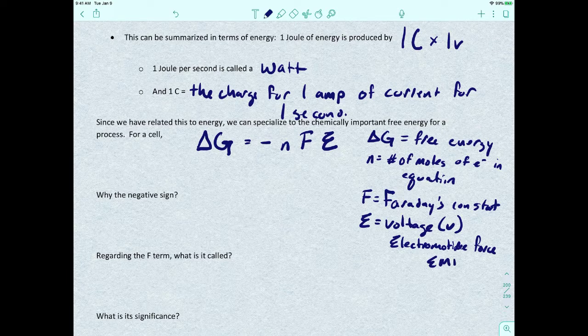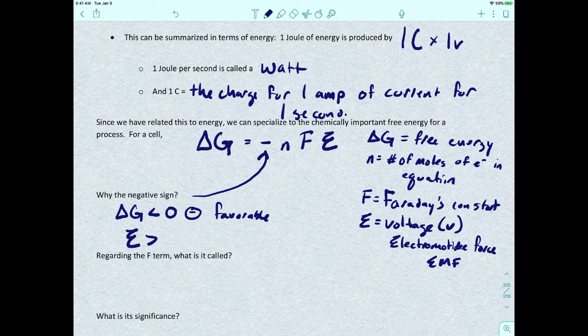All right, now why the negative sign in this equation? The reason we want that negative sign is that when delta G is less than 0, so it's got to be negative, that means it's favorable. So that means when the electromotive force is greater than 0, that's also going to be a favorable process.